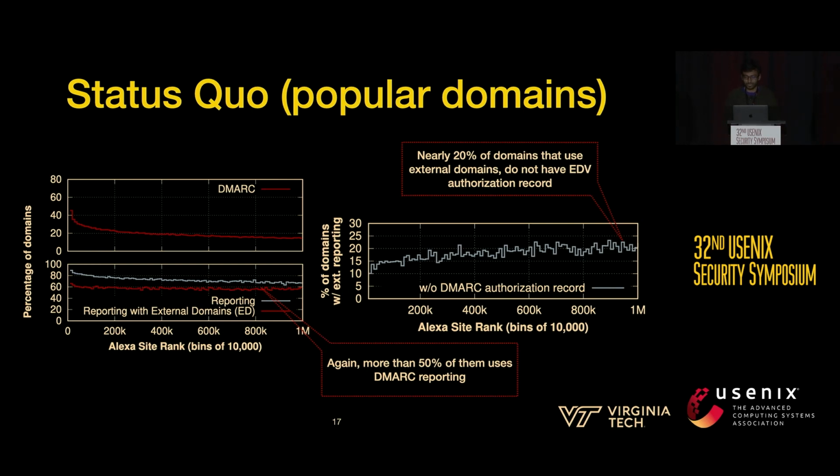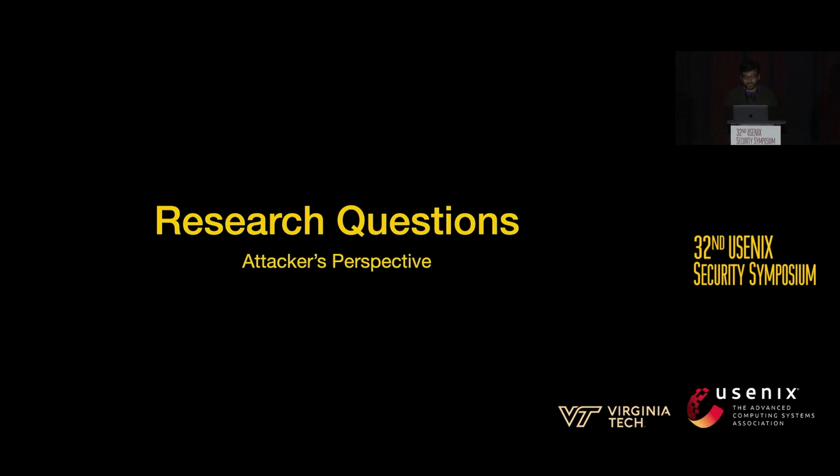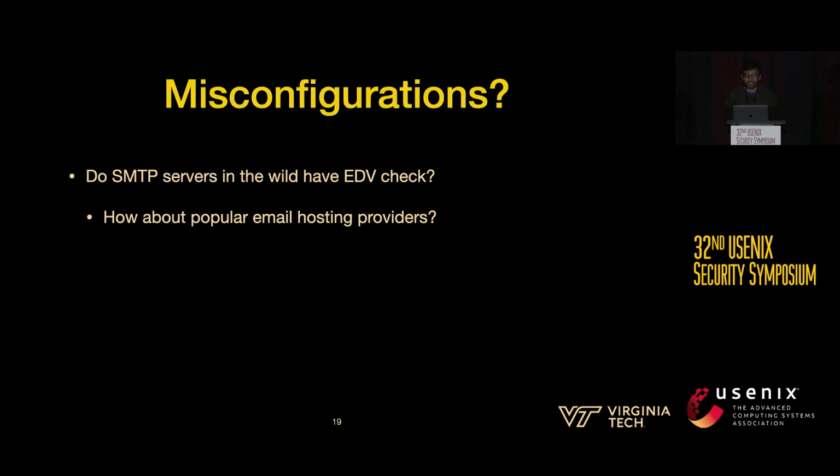So from these results, we asked ourselves, how about the report senders? Because if it's not checked correctly, it can be abused to redirect reports. So from an attacker's perspective, the research questions we addressed in this research are, first of all, do SMTP servers in the wild check the EDV record before sending a report? And how about popular email hosting providers?